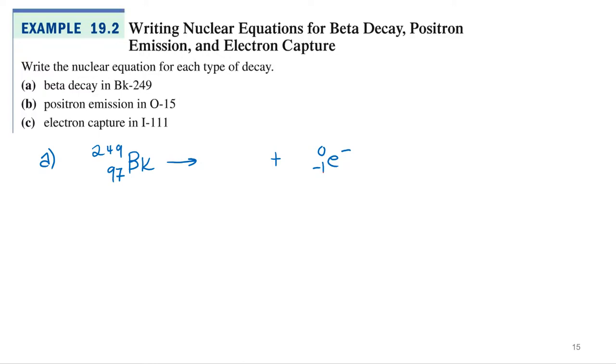All right, so now the tough part. What plus 0 equals 249? 249, thank you. All right, that wasn't that tough. You guys nailed it. What plus -1 equals 97? 98. And what element is 98? CF.